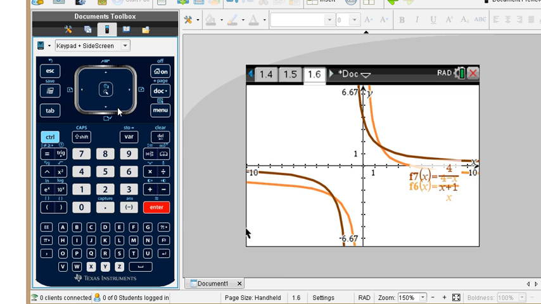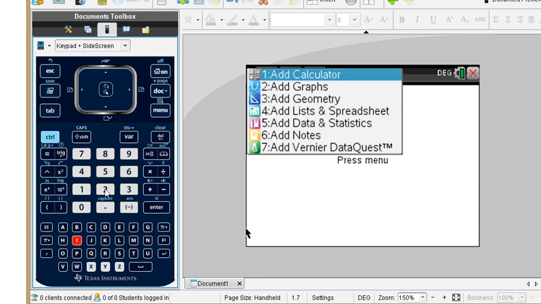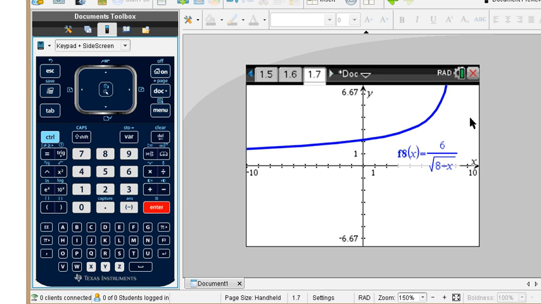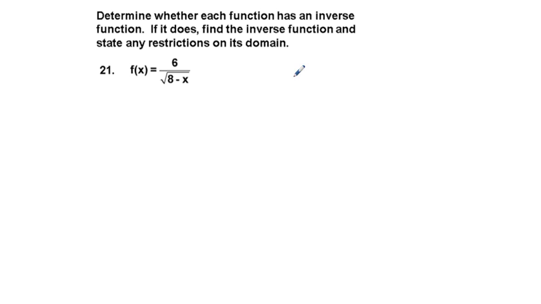So going to our calculator, we have 6 over square root of quantity x minus 8 minus x. So we have this curve here, this blue curve. It looks like this thing passes the horizontal line test. So for this one, we will say yes, passes horizontal line test.